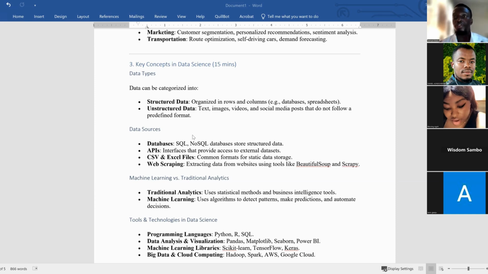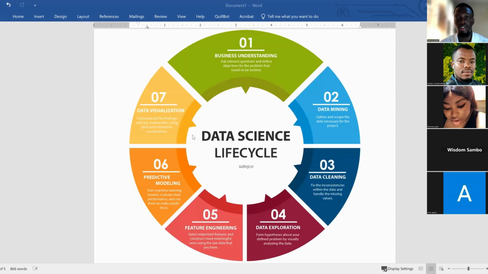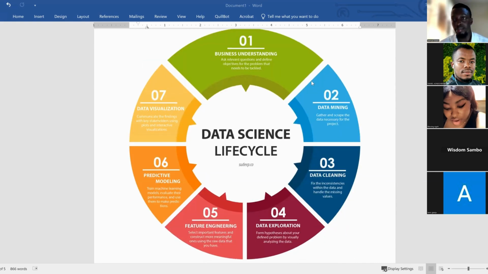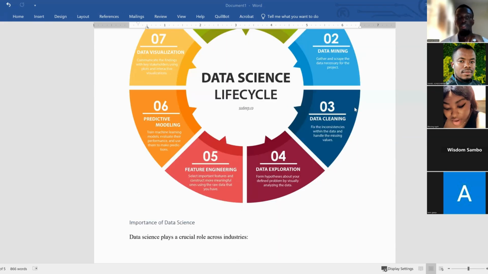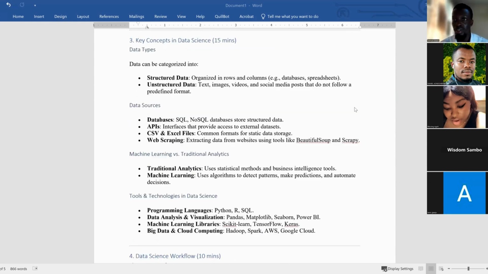Now we also have data sources. If you remember in the life cycle I was talking about, under data mining, you gather and scrape data from your sources. So the question now is, where do we gather the data from? We have different sources. Your data sources will be databases, so we'll be looking at different databases, APIs, CSV files, and web scraping. So we have different data sources, guys.